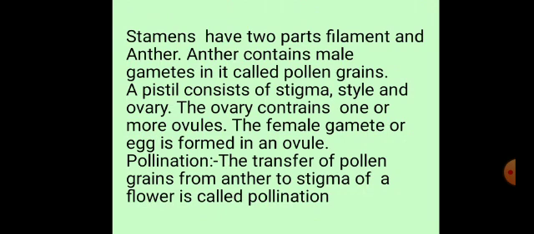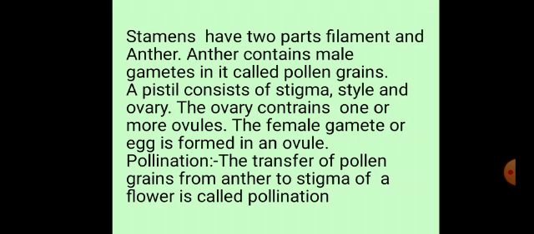We know that the male reproductive part is the stamen. The stamen mainly has two parts: the filament and the anther. The anther contains male gametes. Inside the anther there are male gametes called pollen grains. A pistil consists of three parts: stigma, style and ovary. The ovary contains the female gametes, one or more ovules. The female gamete or egg is formed in an ovule.